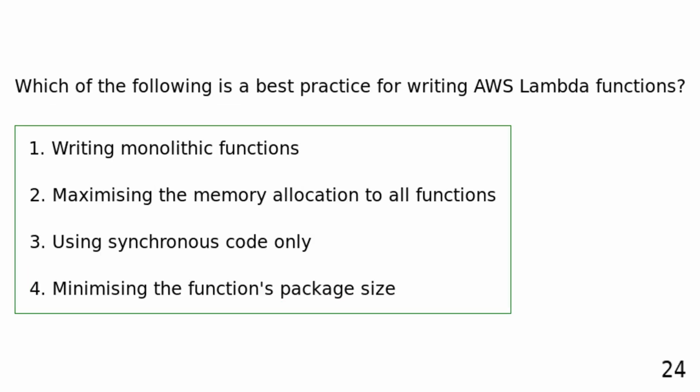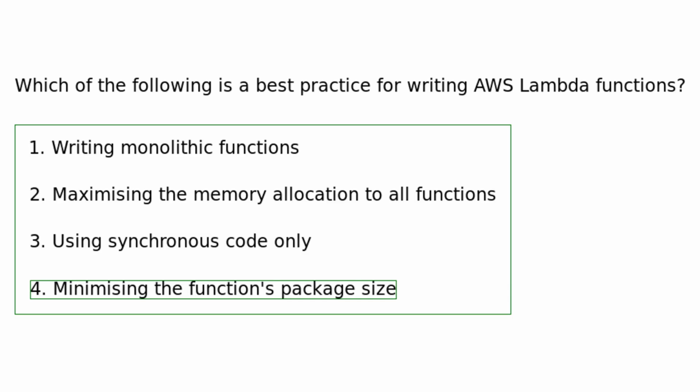Which of the following is a best practice for writing AWS Lambda functions? Writing monolithic functions. Maximizing the memory allocation to all functions. Using synchronous code only. Minimizing the function's package size. Minimizing the function's package size helps reduce cold start times and improve performance.